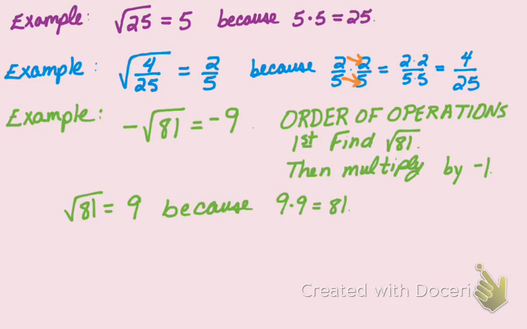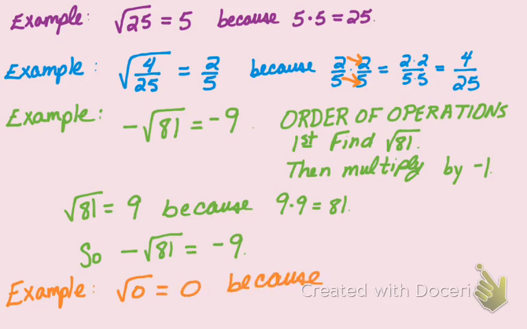Because 9 times 9 equals 81. And so the opposite of the square root of 81 equals -9. The square root of 0 equals 0 because 0 times 0 equals 0. And 0 is a non-negative number. It's bigger than or equal to 0. So the square root of 0 actually equals 0.